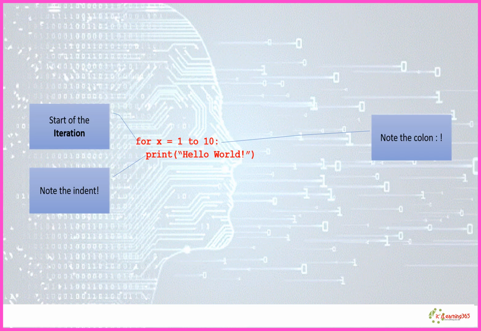The next line that's going to be iterated, the print open bracket quote marks "hello world" quote marks close bracket, is indented. Python will automatically put that indent in for you, but some people are tempted to delete it out. If you delete the indent out, you'll get an error in your code. So make sure you've got the colon at the end and the indent as well.